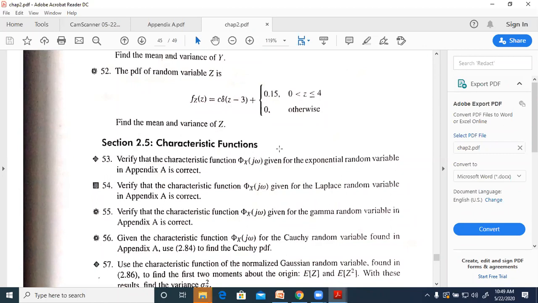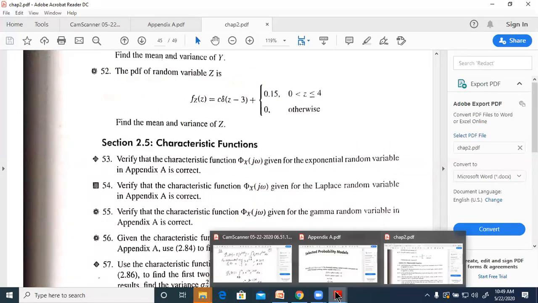Wherever I am getting stuck, I will tell you that also. Sometimes integration is a complicated job, which you might know better than me, so we'll discuss that also. First, we'll take up 53: verify that the characteristic function phi x of j omega given for the exponential random variable in Appendix A is correct, is what we need to see.